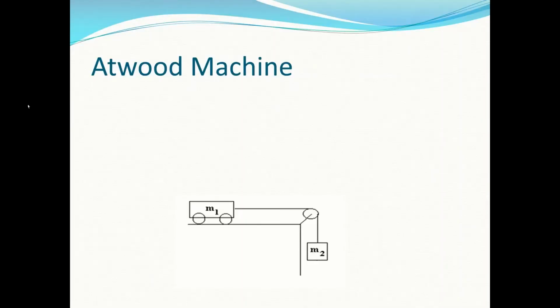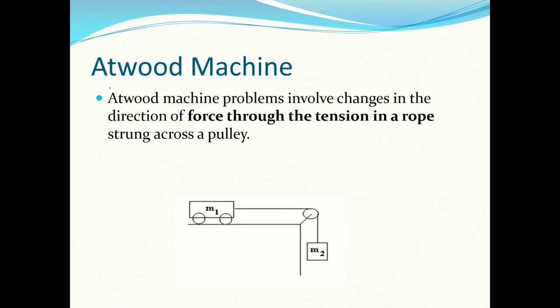Atwood machines are one of the trickier things that we do all year. Atwood machine problems involve changes in direction of force through tension in a rope, going across a pulley, so it looks like this. To analyze what happens here, let's draw a free body diagram of the forces acting on both mass 1 and mass 2. Okay, so we're going to assume to start off that we have a frictionless table, or that these wheels are frictionless enough that it's fine.